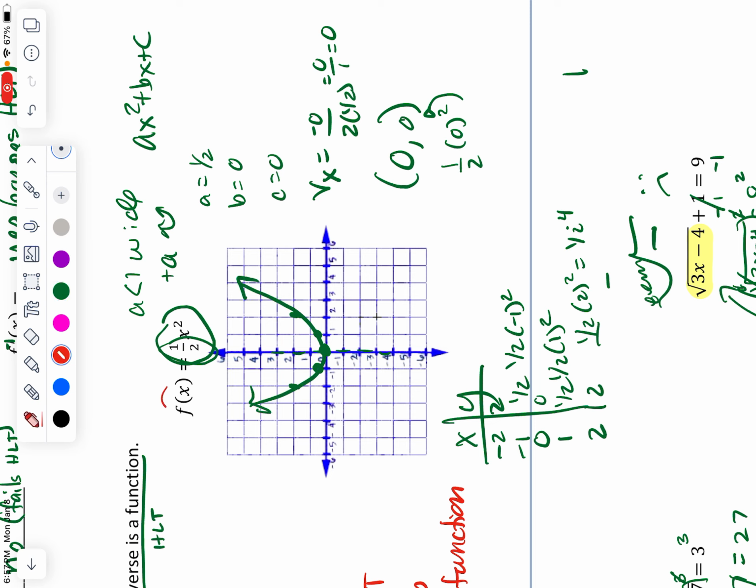If I use the vertical line test on this, it would say, yeah, I did just graph a function, but it is asking about the inverse. And in this case, I would have to say the inverse is not a function again. And the reason the inverse is not a function is that it fails that horizontal line test.